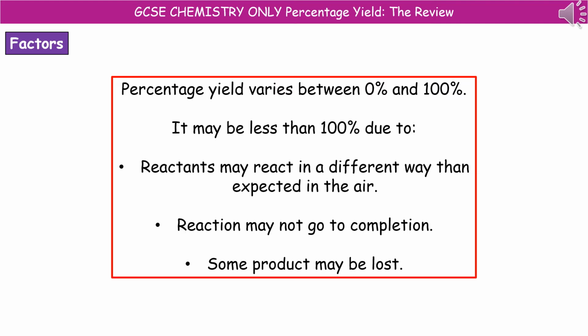So what we find is that the reasons our percentage yield would be less than 100 is because the reactants may react in a different way than expected in the air, the reaction may not go to completion, or we may lose some of the product.